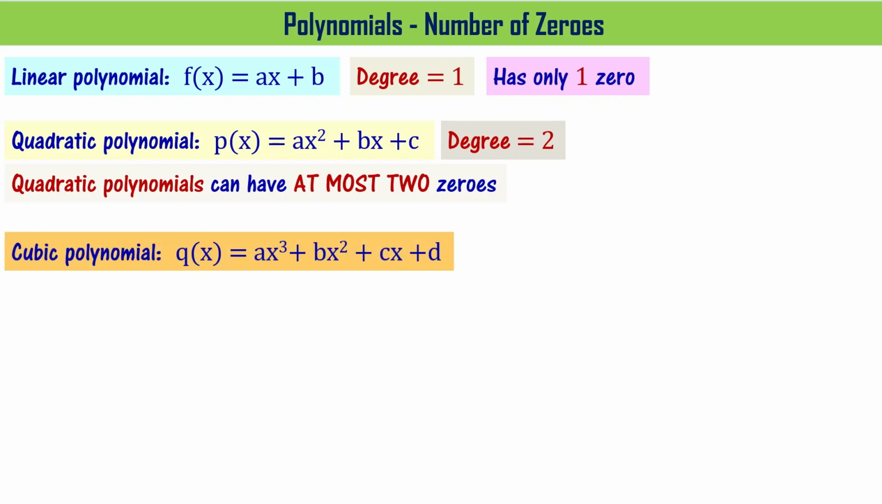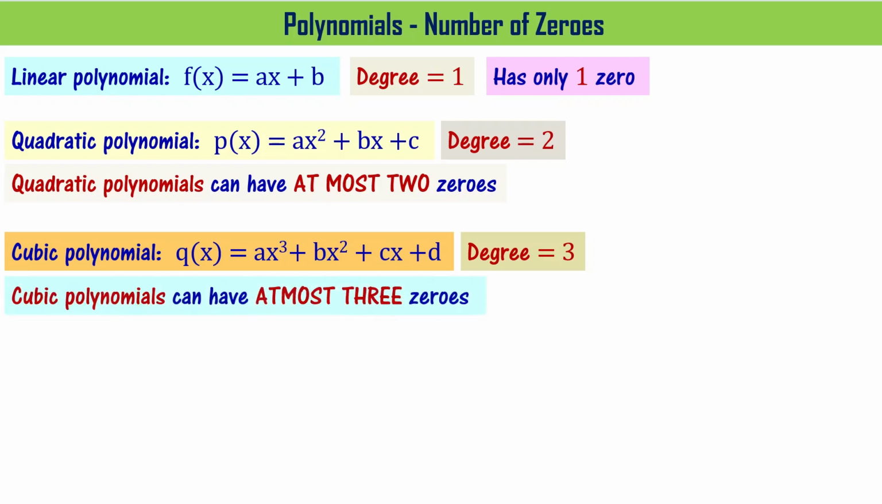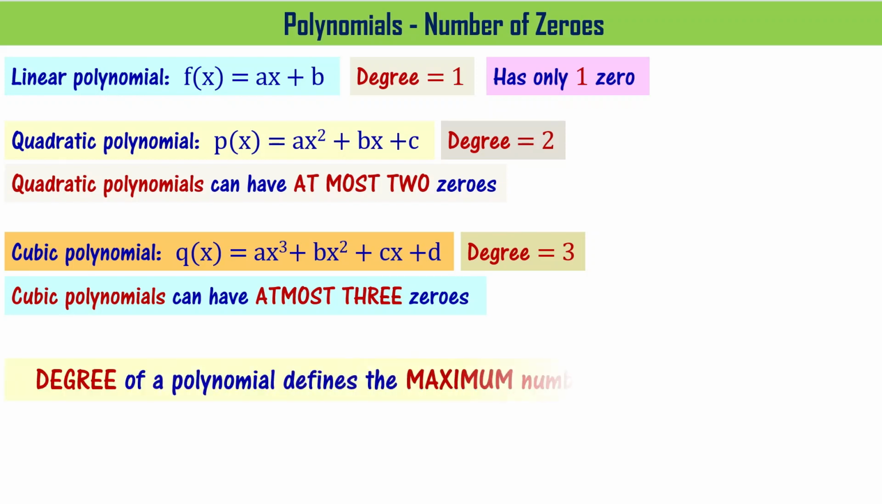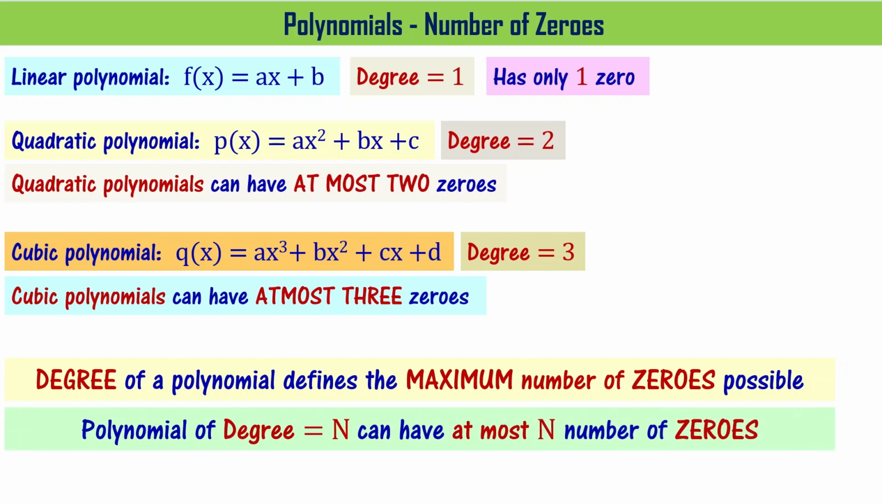And for the case of cubic polynomial, that is ax cubed plus bx square plus cx plus d, the degree is 3. And we have seen that the cubic polynomials can have at most three zeros, right? Now, I can say that degree of polynomial is defining the maximum number of zeros possible. In other words, I can say a polynomial of degree equal to n can have at most n number of zeros. Please take a note of this.